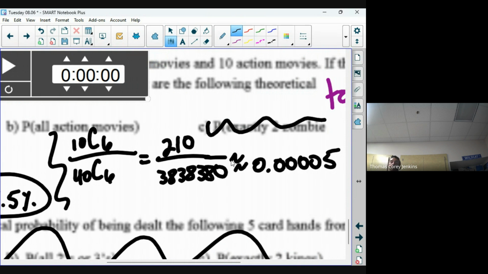Anyways, that's it. The combinatorics is not a huge part of this lesson. I know it took some time, but more review stuff from yesterday.